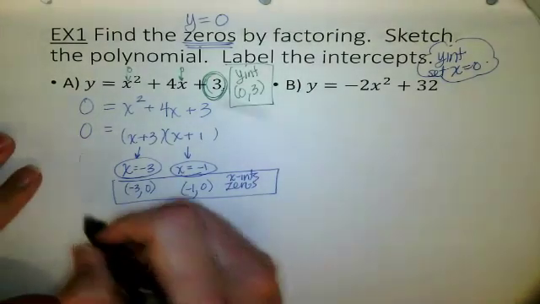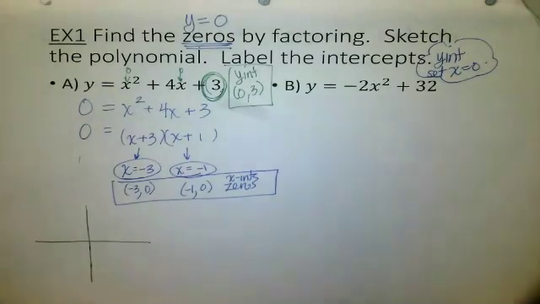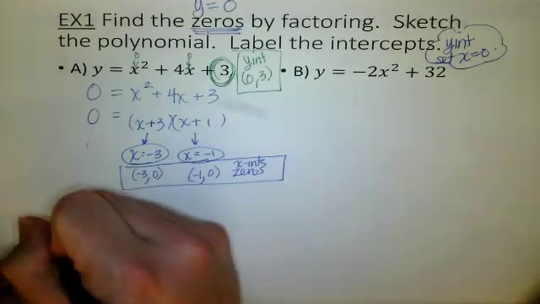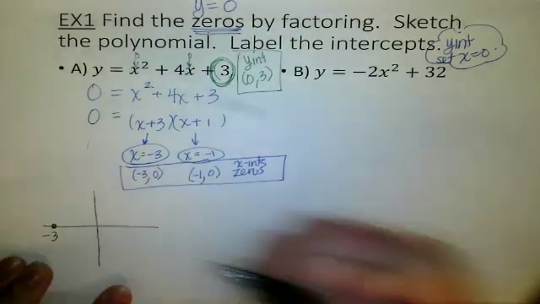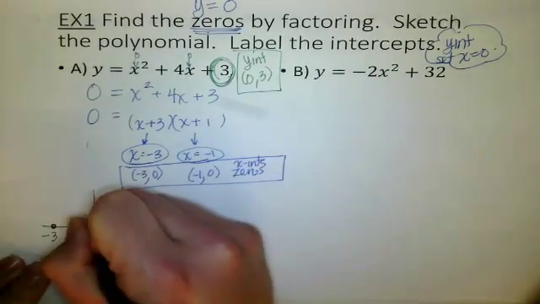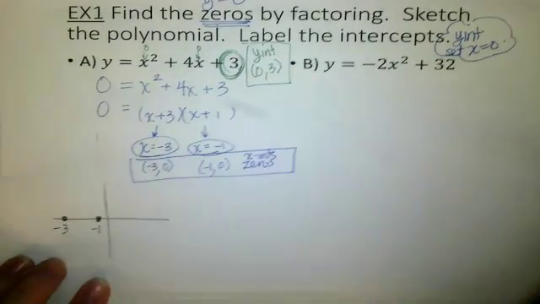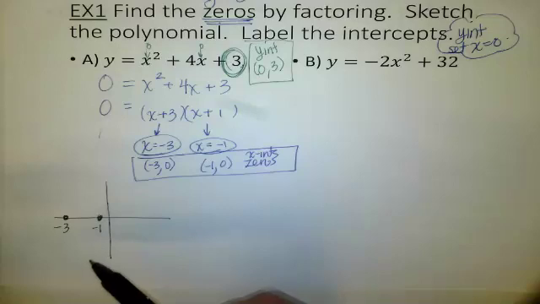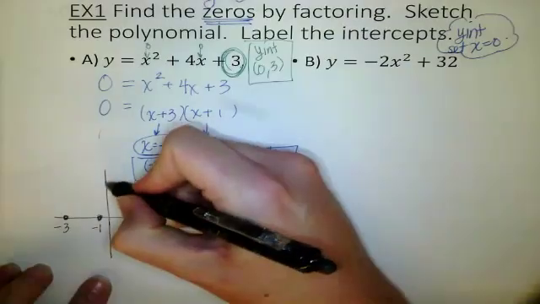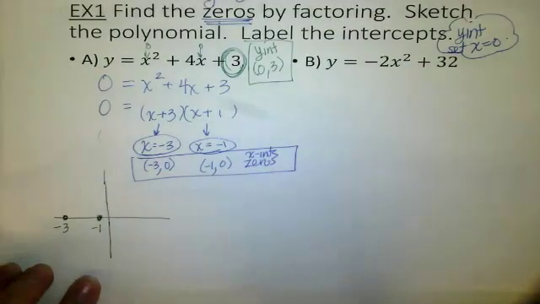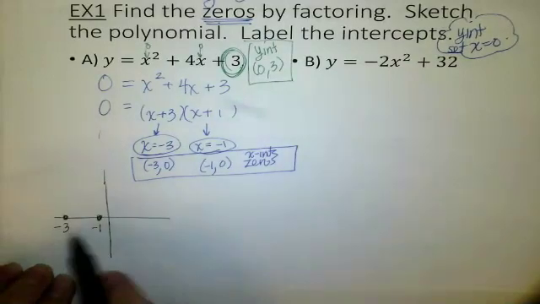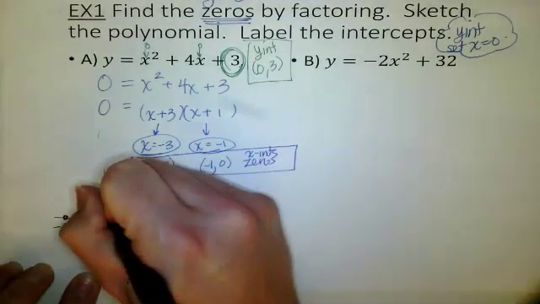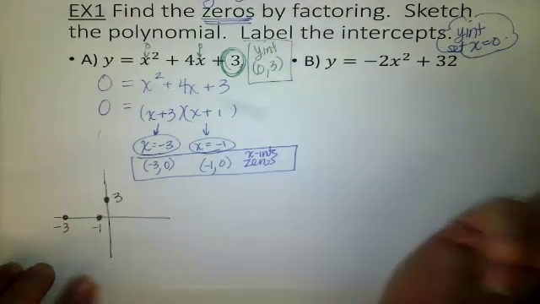Make a very simple sketch here. Very simple XY chart. I'm not going to draw tick marks. Don't bother. It's a waste of time. Okay, so I'm plotting and labeling. No one can dispute you if you just plot a point and label it. Okay, so x is -3 and x is -1. And then I also want to plot my y-intercept, which is at 3 on the y-axis.